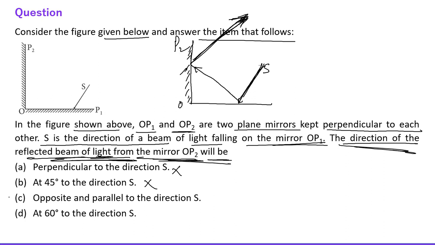Right? Because opposite is why? Because S is coming towards OP1, but this reflection is going far from OP2. Sorry, far from this. Opposite to S, right? So this is the correct answer. Clear? Now let's talk about the next question.